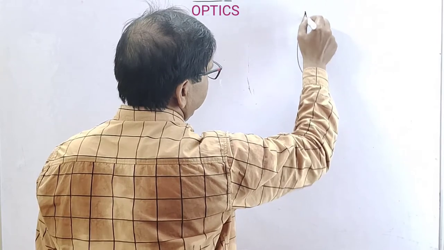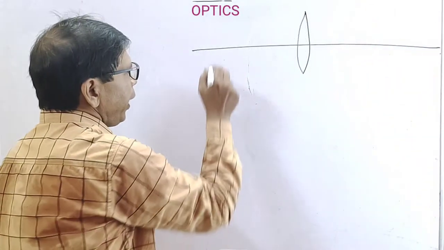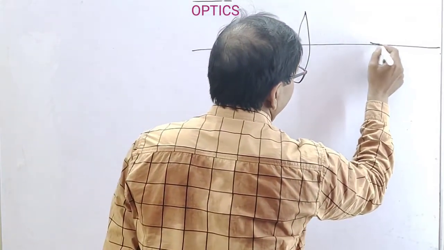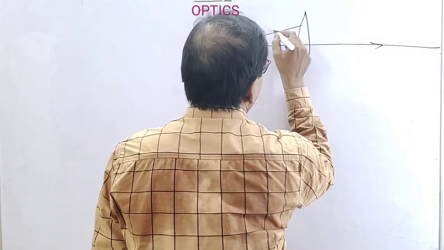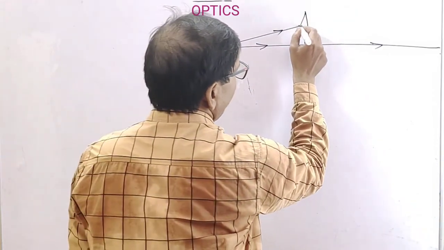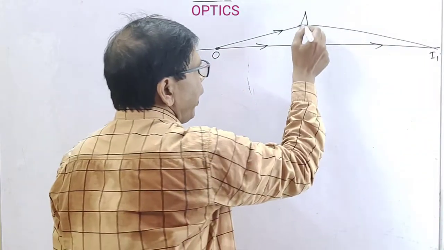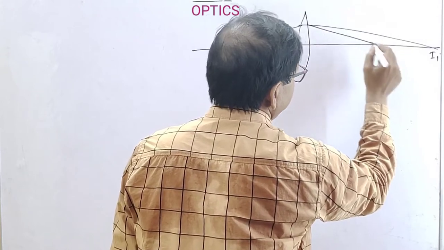Now, lens formula and lens maker's formula. Look at this. This is a lens. This is the principal axis of the lens. An object O is placed, and a ray is incident normally on the lens, and another ray is incident obliquely at the first surface of the lens. After refraction, it forms an image at this point, I1. Now, again, at the refraction at the second surface, the final image is I.